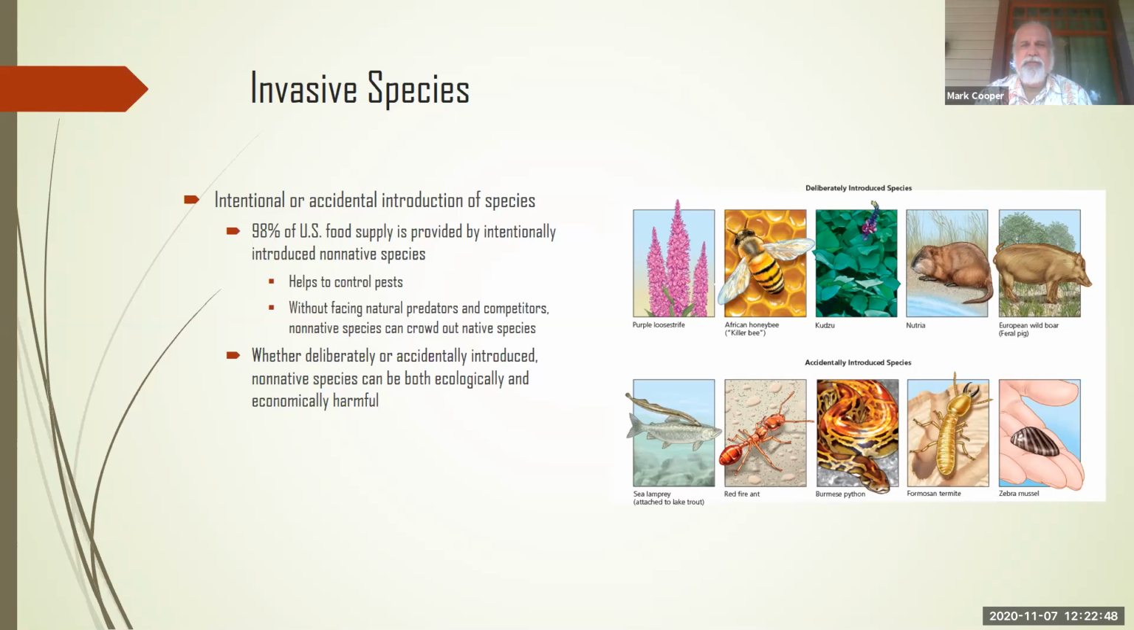All right, number 2 on HIPCO was invasive species. This is the intentional or accidental introduction of species, and we are doing this constantly. We're going to talk about a few here, because we have kind of mentioned them, but not really keyed into it. 98% of all our food is intentionally introduced non-native species, and sometimes that's helpful because there are no native predators to those. But it also can cause problems when things are introduced and then get out, because there aren't any predators for them. They can wreak havoc on our ecosystems.